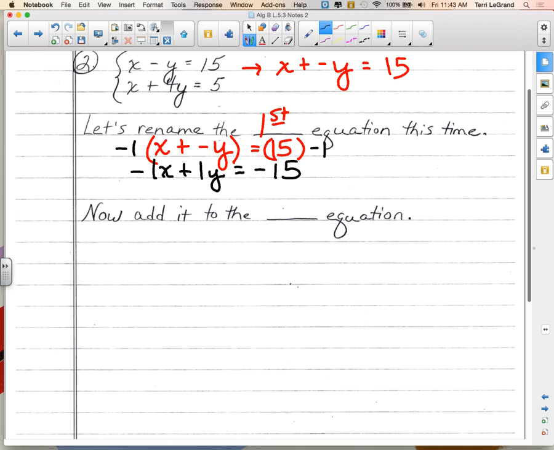So you rename the first one. Okay. If you rename the first one, you can check yours out with mine, and then you can move on. If you rename the second one, let me check it out for you. Make sure that you renamed it correctly. Okay. So if you're renaming the first one, this is what should happen. And then I would add it to the second equation because I renamed the first. Okay.